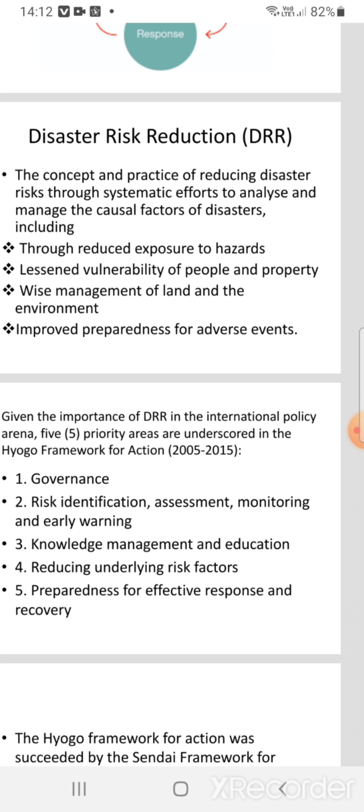Finally, we reach a situation where we prepare ourselves, or we improve our preparedness for adverse events. That is, we foresee the events that are most adverse in nature, or the most adverse conditions of the events are foreseen, and we prepare ourselves for them, making our preparedness improved and at a high level.